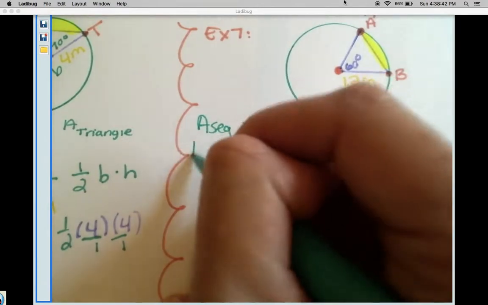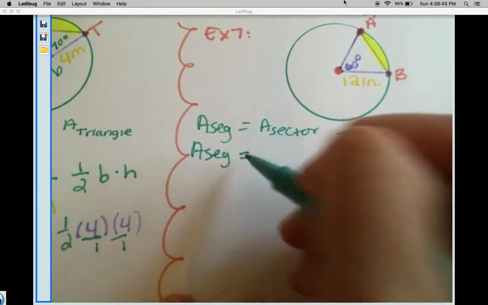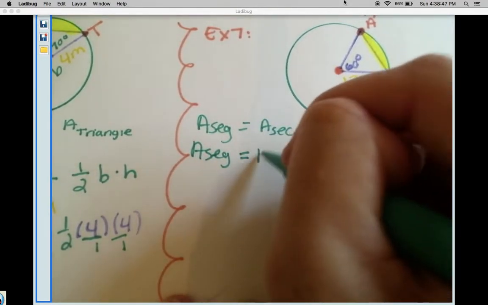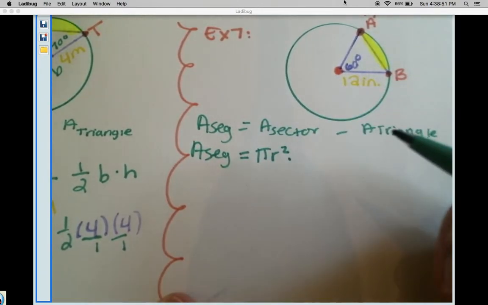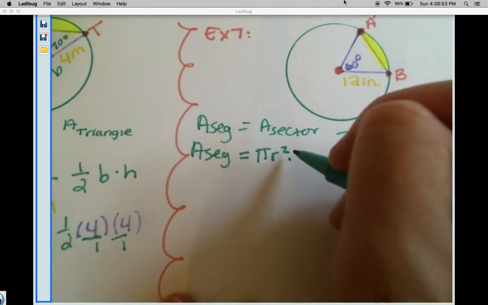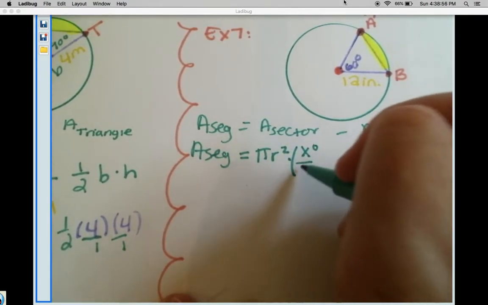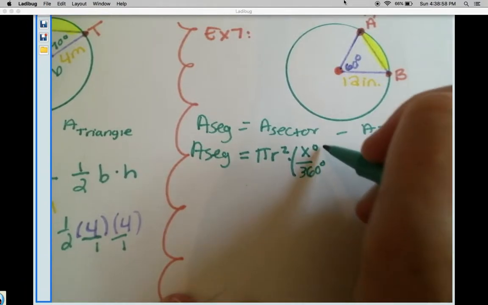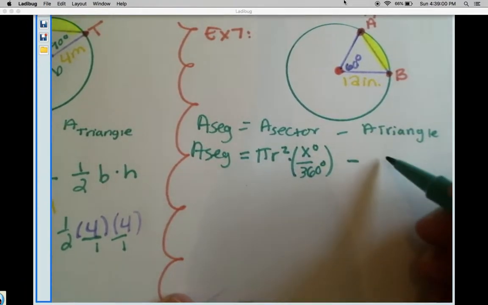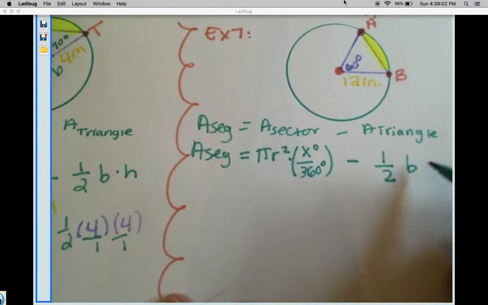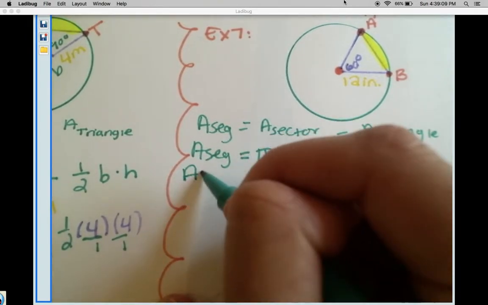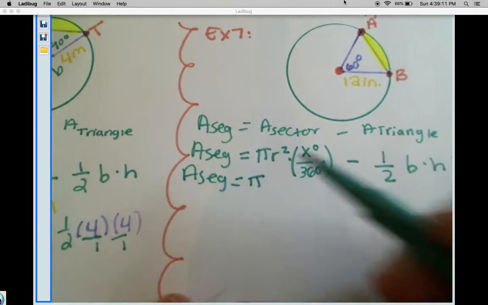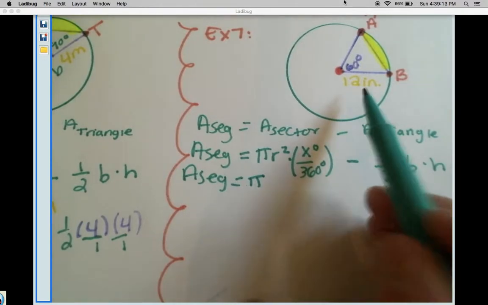Alright, let's get going. So A seg equals the area of my sector, which again is pi r squared, the area of a circle, times the portion of the area we're dealing with, which is x degrees over 360 degrees, minus the area of my triangle, which is 1/2 the base times the height. Alright, let's get this show on the road. Bam! So the area of the segment equals pi times my radius, which is 12 inches.